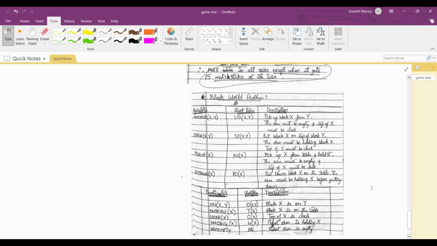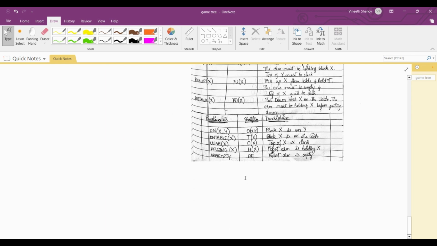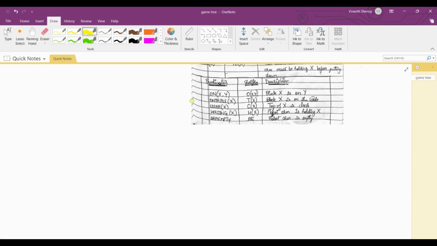Okay. In this video, we will discuss the block world problem. What is a block world? What are the operations in it? And what are the predicates? In the block world problem, first we'll learn the predicates, and then we'll go to the operations. So, we have five predicates over here. What are these predicates?